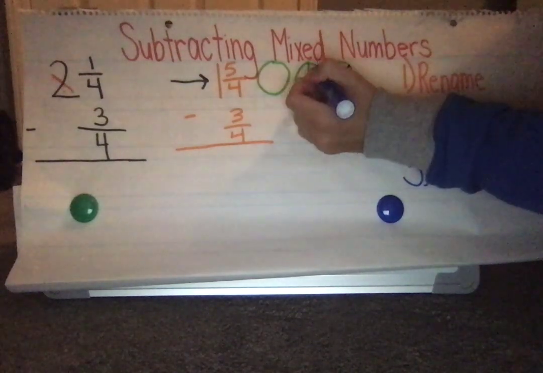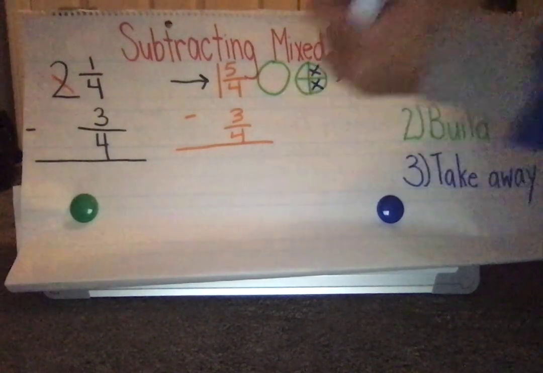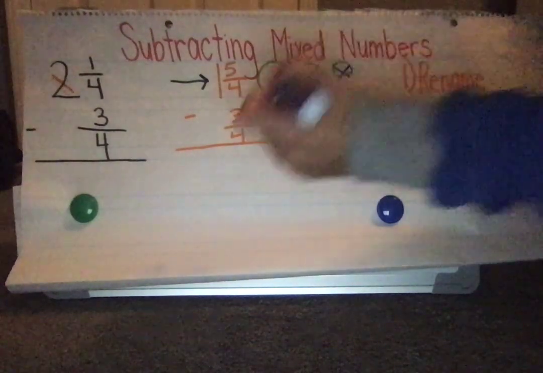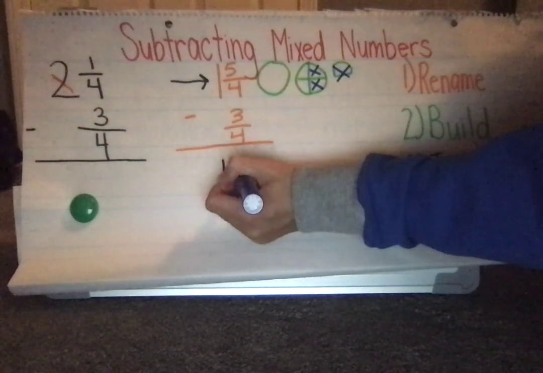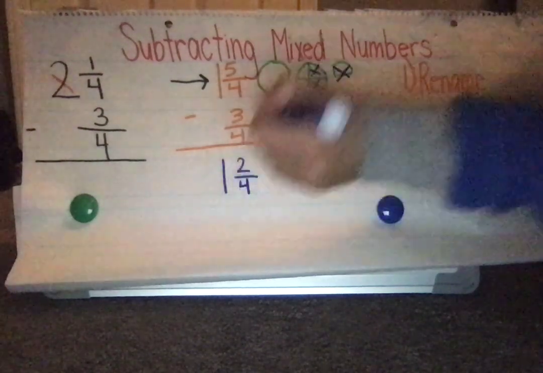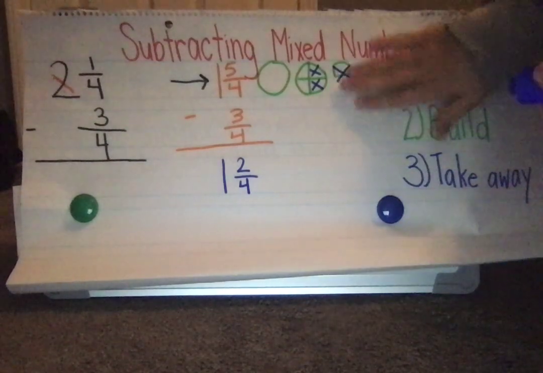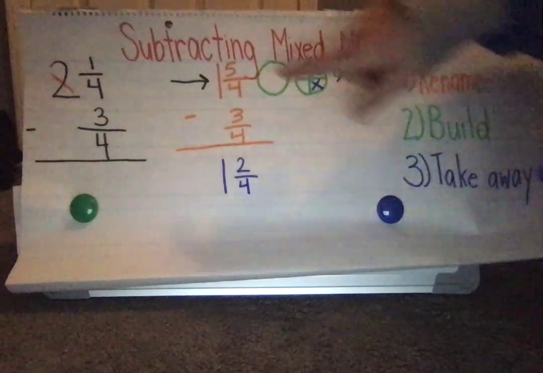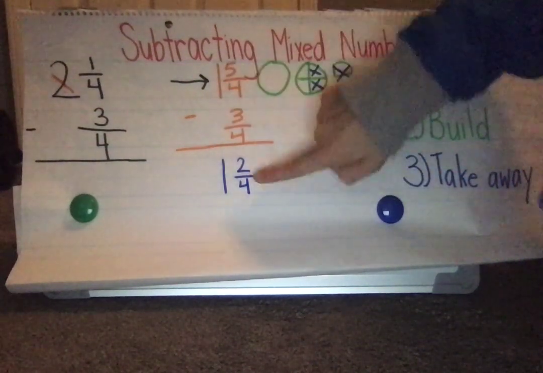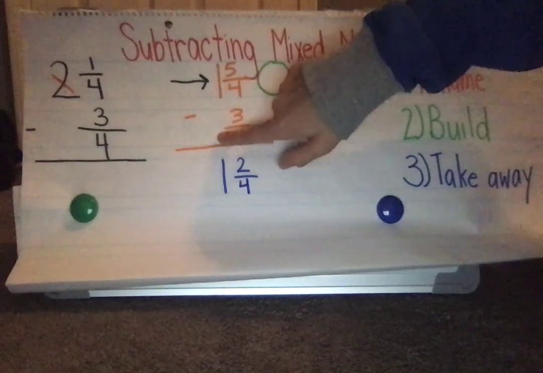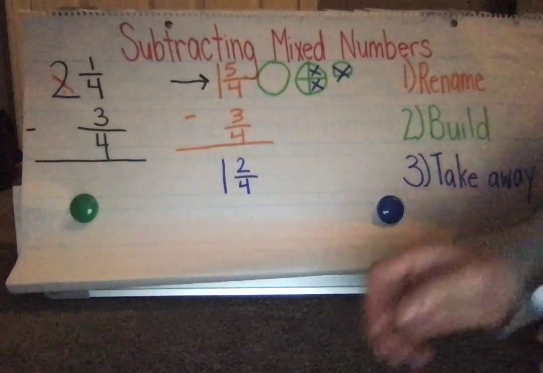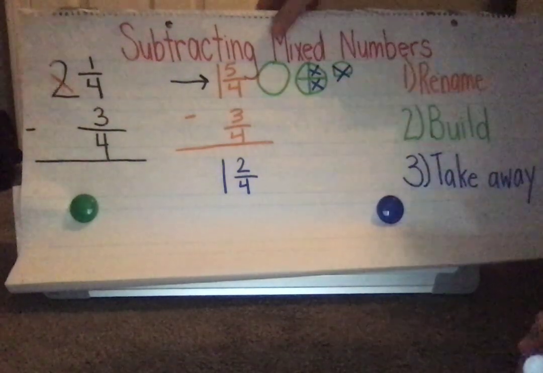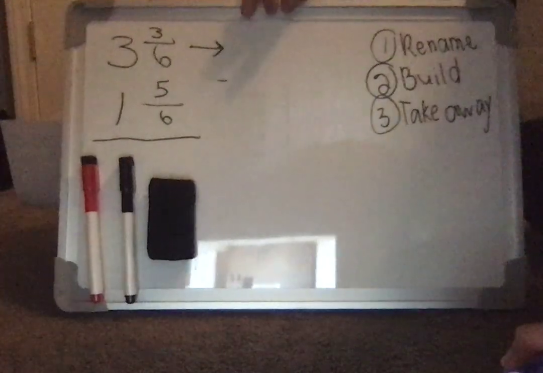1, 2, 3/4. Now I am left with 1 whole and 2/4. And we can always double check our drawings in our fraction circles by subtracting vertically. So 5/4 minus 3/4 is 2/4, and 1 minus 0 is 1. So we are right, and that's exactly how you rename and then solve a mixed number, subtracting mixed numbers.